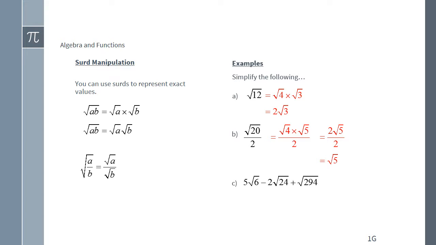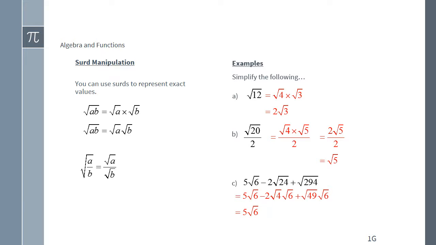5 root 6 minus 2 root 24 plus root 294. If we simplify them, we can call it a common surd. So 5 root 6, 24 is 4 6's, so that's root 4 root 6, and 294 is 49 6's, so that's root 49 root 6.